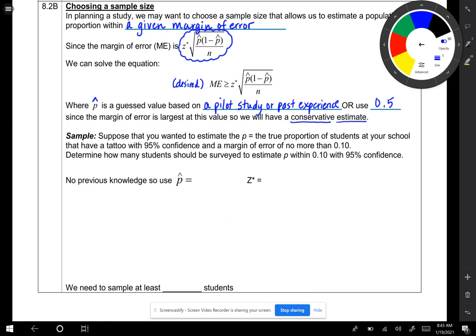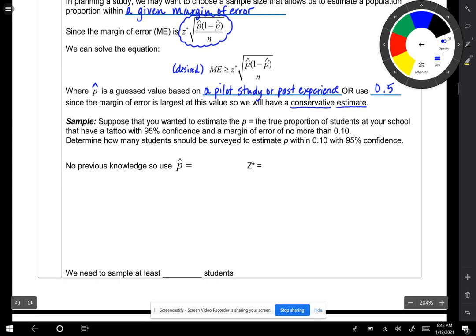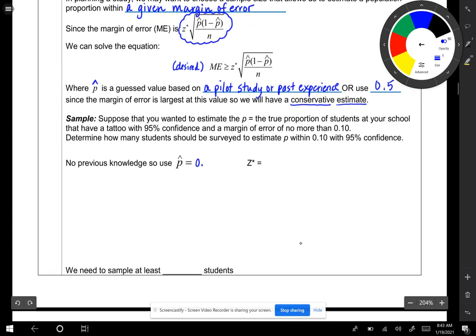So since we have no previous knowledge, we're going to use p hat as 0.5. And then z star you can calculate by, well, we could just look at our information from above. We know at a 95% confidence level, the z star is going to be 1.96.